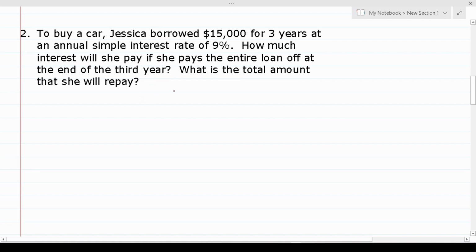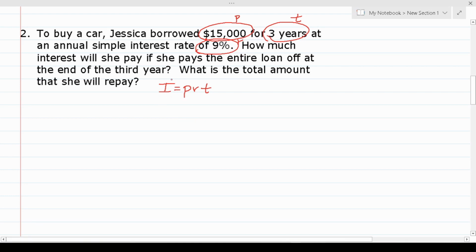So let's start by writing down the simple interest formula. That's I equals P times R times T. Let's identify what we have. We know she borrowed $15,000, so that's our principal. We know the loan was for 3 years, so that's our time. And we know she got an interest rate of 9%, so that's our R.